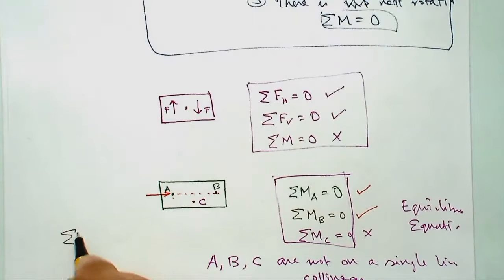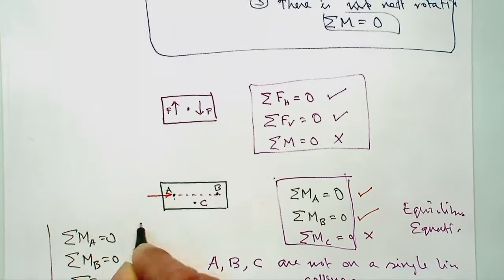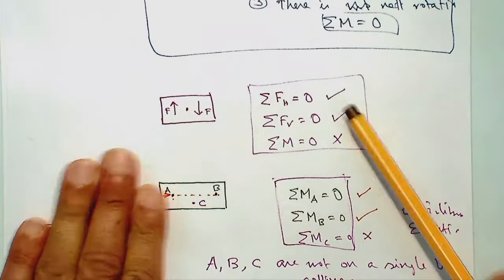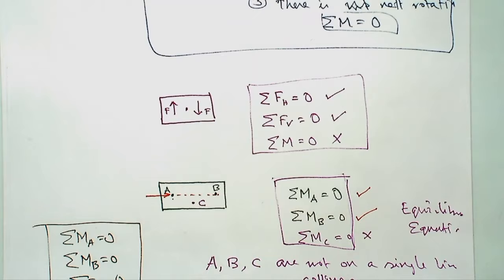We can sometimes do moment about A equal to zero, moment about B equal to zero, and summation of vertical forces zero. Or summation of either horizontal force or vertical force being zero could also give you a set of equilibrium equations. It all depends on the problem, and we'll use that. So don't think these are the only three equilibrium equations that you can use. You can use different combinations of those. So three moment equations could also satisfy equilibrium as long as they are not along a single line.